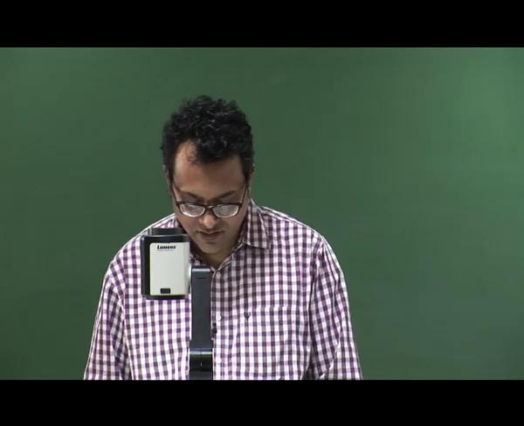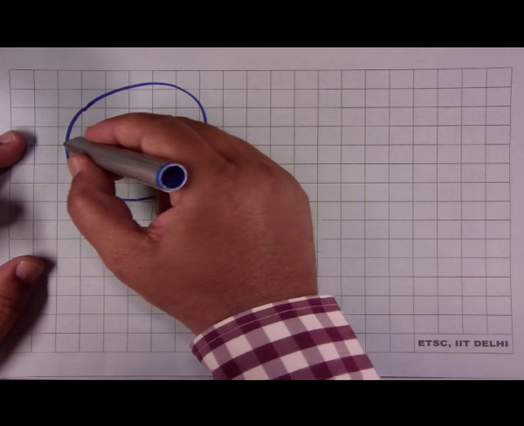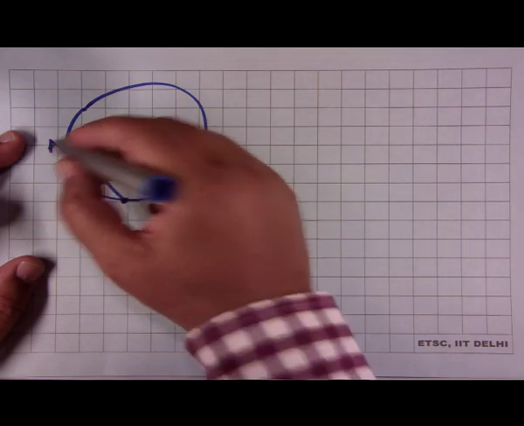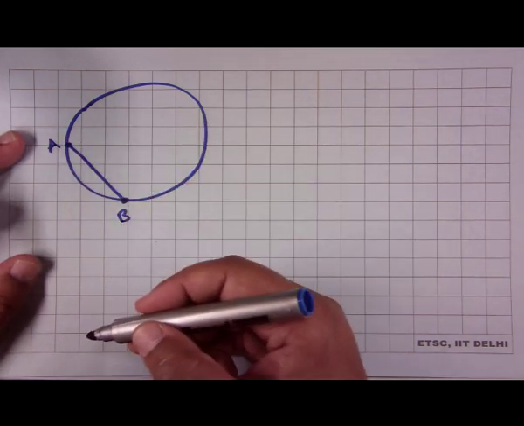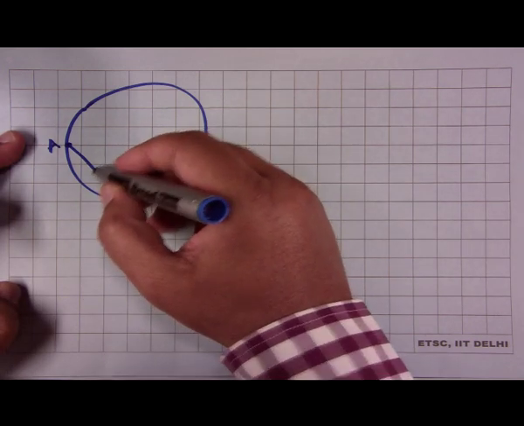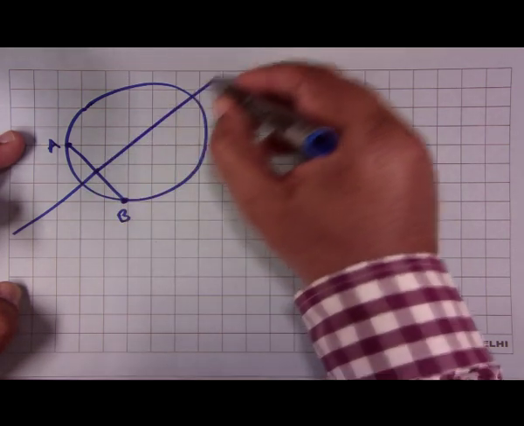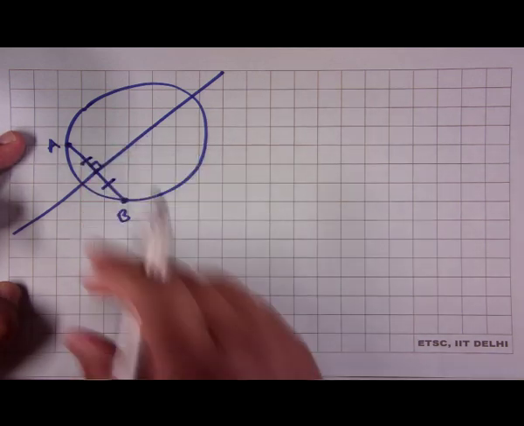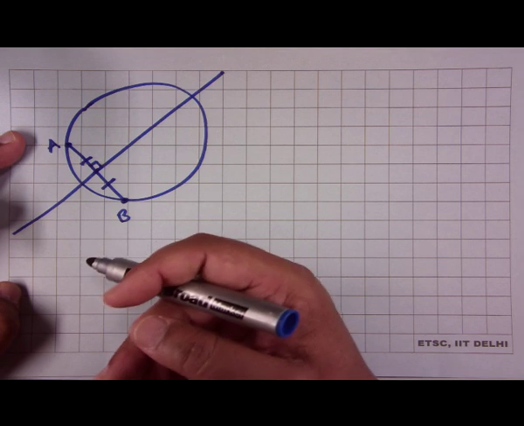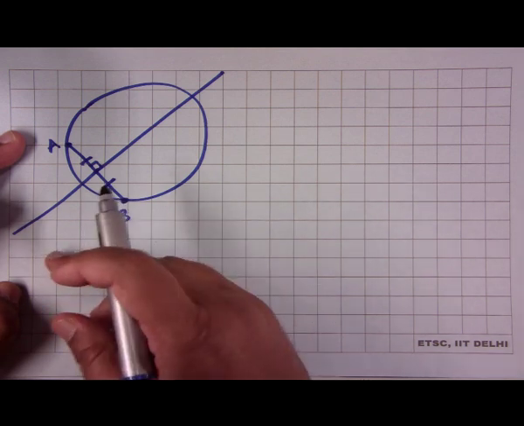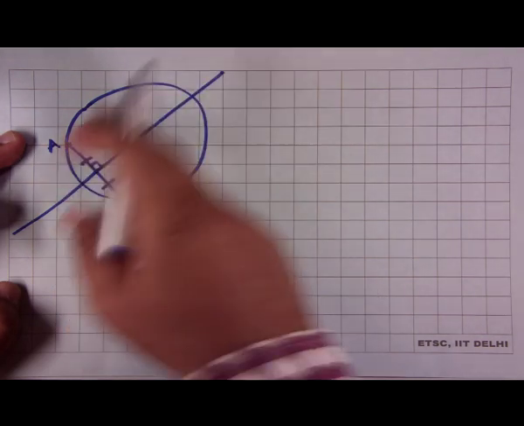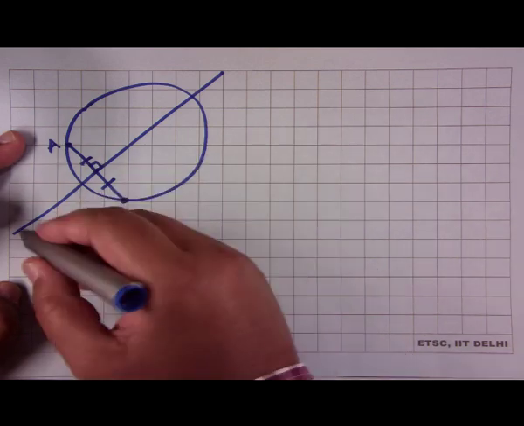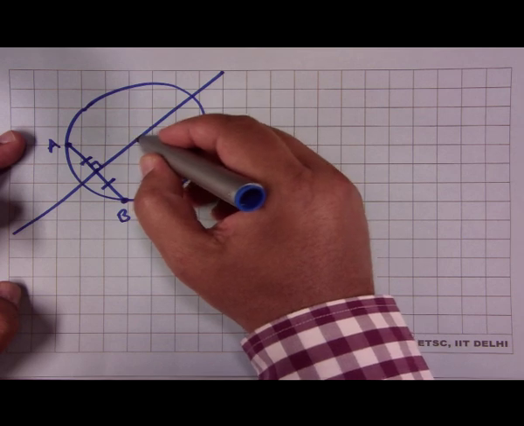We know one simple result from high school again, that if we have a circle and if we take any chord, for example, the chord here, and let us say that this line is the perpendicular bisector of the chord AB, then from high school we know that the center of this circle will always lie somewhere on this perpendicular bisector.